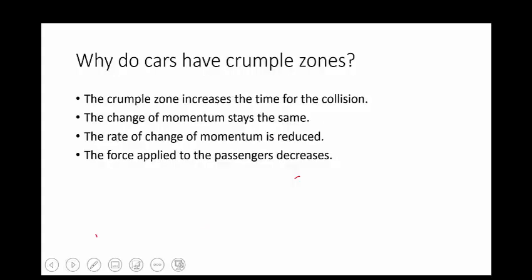Okay, so a common type of question, why do cars have crumple zones? You get these 4 points. The crumple zone increases the time taken for the collision. The change in momentum stays the same. The rate of change of momentum is reduced, therefore the force applied to the passenger decreases.